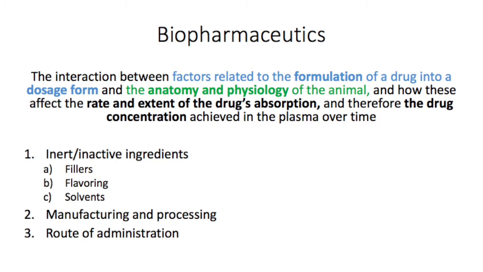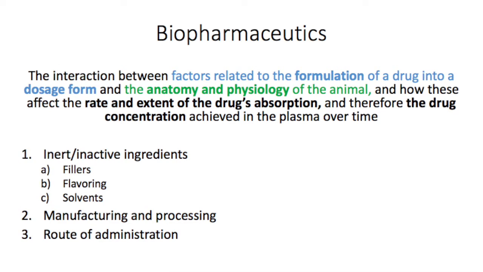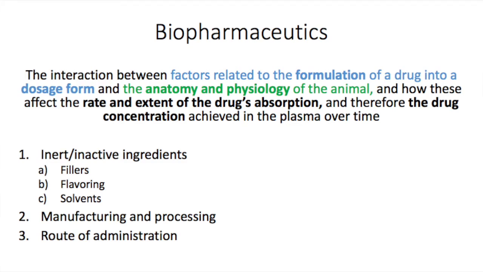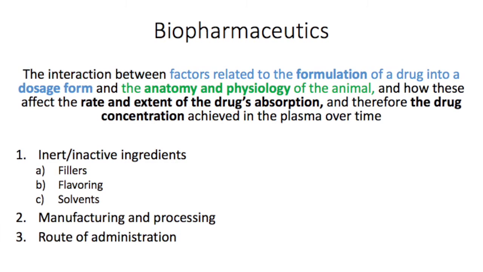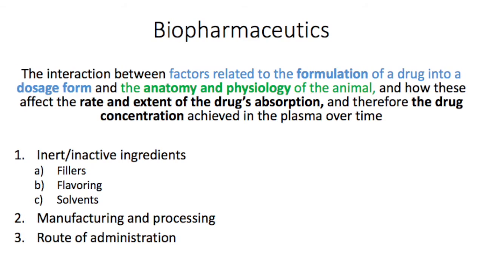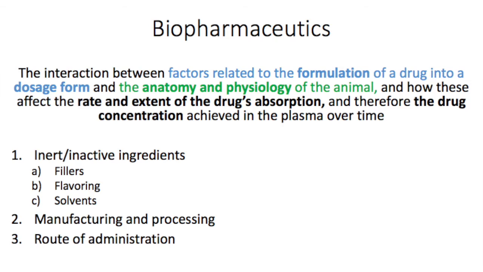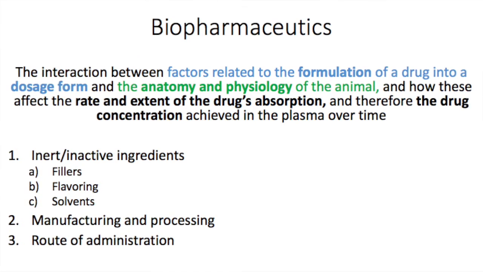They also include factors related to the manufacturing process, such as the size of the particles containing the drug that are included in the formulation, and the pressure used to compact the ingredients into pills, for example. Ultimately, the formulation determines the route by which the drug can be administered, which in turn presents the challenges that the drug has to overcome, for example, epithelial barriers and degrading enzymes, to be absorbed systemically.